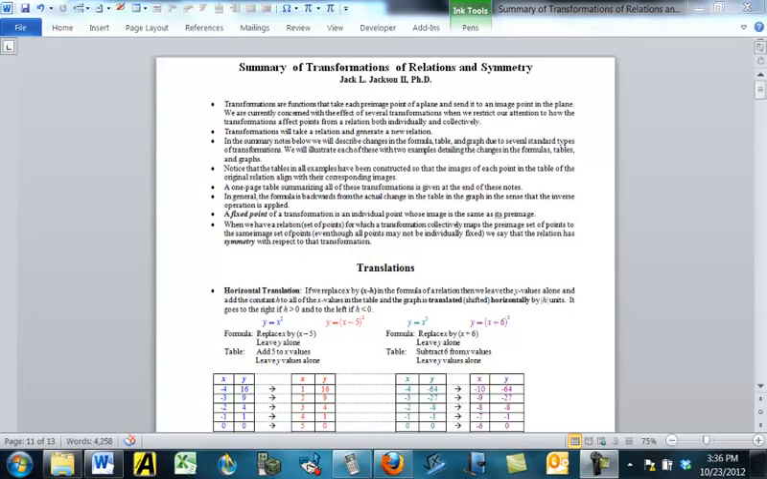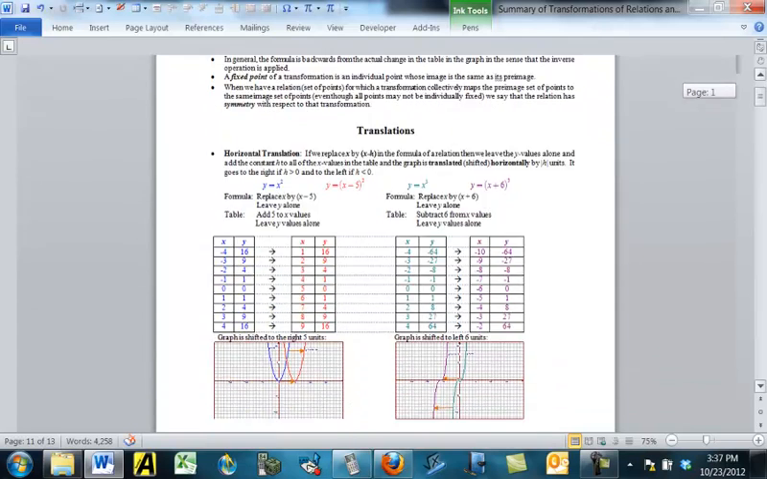I want to draw your attention to this document called Summary of Transformations of Relations in Symmetry. It's a 12-page document that gives an overview of all the different kinds of transformations that we're going to be looking at this semester, or that we have looked at. Hopefully you've already looked at these things, and this is a summary. There's been a series of videos on these earlier from these notes, and then you actually have these notes here that you could print out if you need to for your work.